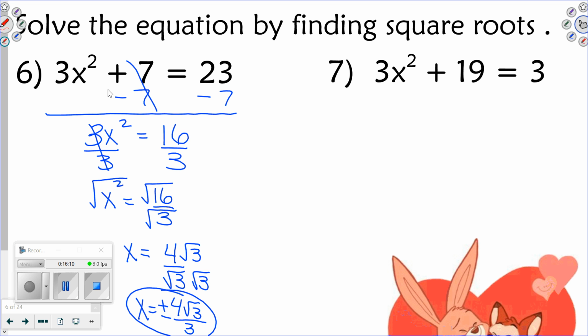All right, number 7. Problem looks very similar, right? Just a couple tweaks on some numbers. So number 7, if we subtract 19 first, because when we're solving these, we need to make sure we're getting the x squared by itself. That gives us negative 16. Right? Isolating the x squared, we will divide by 3.